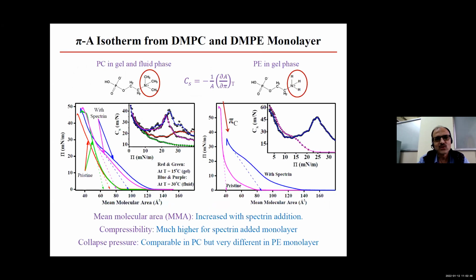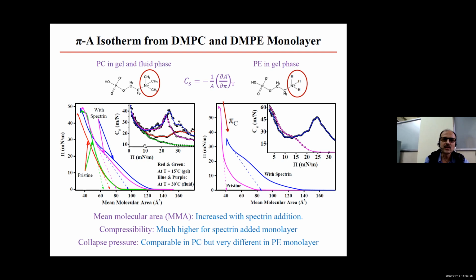So next is our experiment. As you can see, you have a pristine monolayer of PC molecules. And if you add spectrin in there in the monolayer, you can see that there is a big area increase. That means that there is an attachment. So first we have to see whether the spectrin is getting attached to the monolayer or not. So this is the first indication that you have spectrins attached to the monolayer. That's basically the signature of this extra area increase.